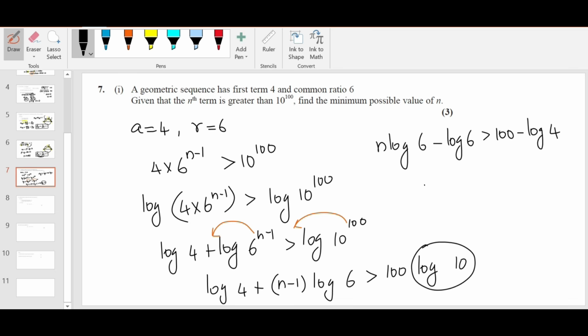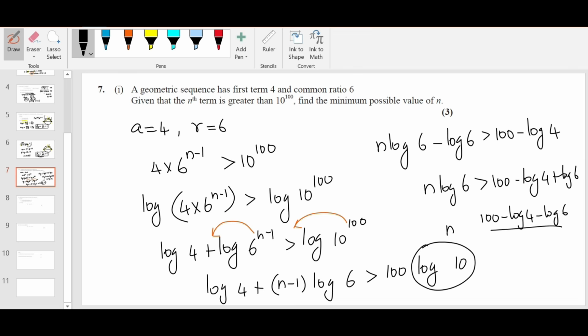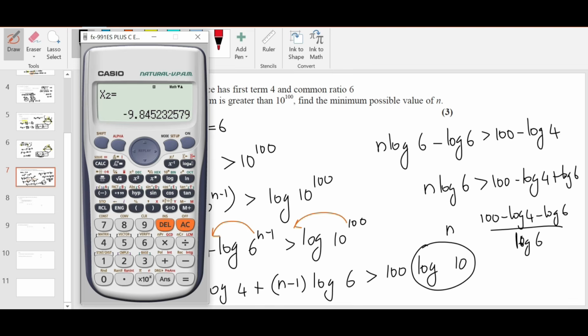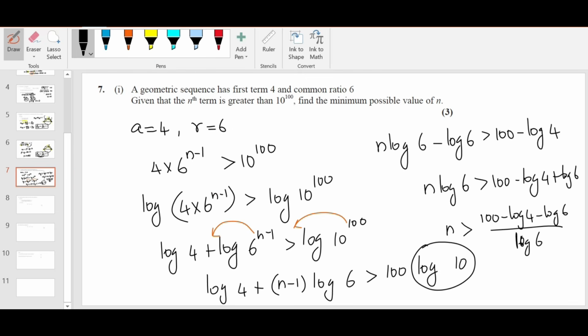Bring log 6 also other side. n log 6 is greater than 100 minus log 4 plus log 6. Now divide by log 6. 100 minus log 4 plus log 6 divided by log 6, but it's an inequality. So before you divide by something, you need to check whether it's positive or negative. So I'm going to check whether log 6 is positive or negative. It's a positive number, so keep the sign on.